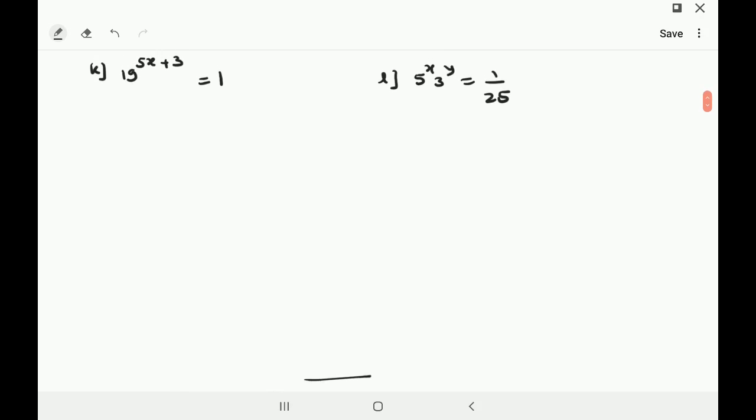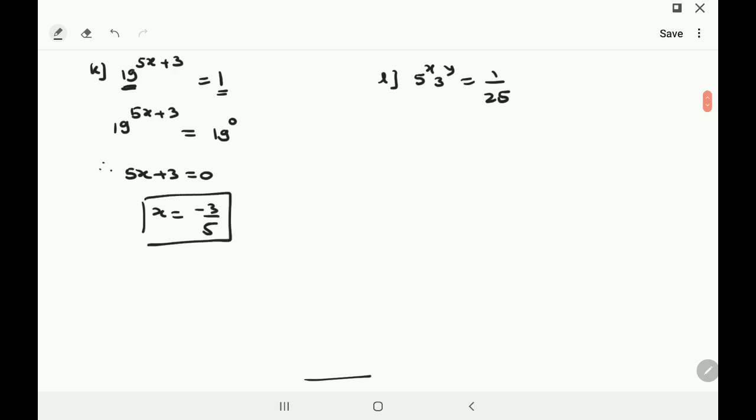The next one was quite interesting. Very, very interesting. See, base here is 19. So here I have to bring 19, which is really impossible. How can I bring base as 19 for one value? That was quite confusing, but it is possible and easy as well. I'll show you. 19 raised to 5x plus 3, can it be equal to 19 raised to 0? Now 1 is 19 raised to 0. So therefore 5x plus 3 is equal to 0. Therefore x is equal to minus 3 by 5. And that's it. So simple.